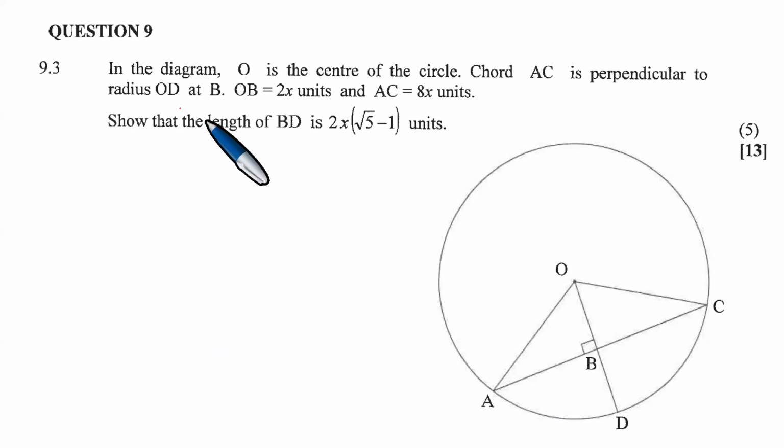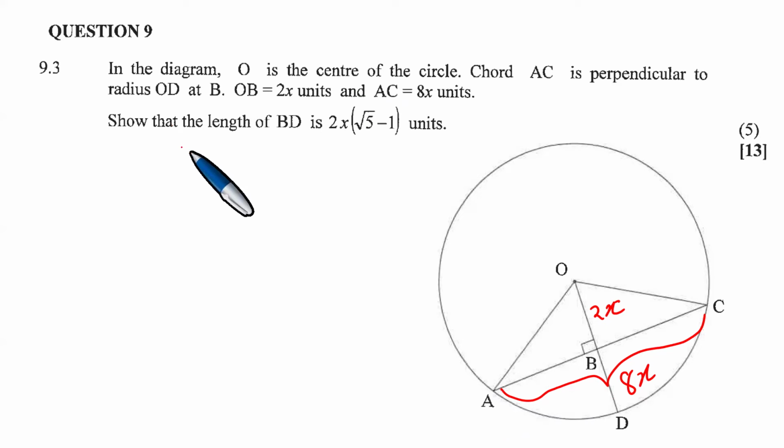Okay, here's another question. In the diagram, O is the center of the circle. Chord AC is perpendicular to radius OD at B. OB equals 2x, so let's mark this one 2x. And AC is 8x, from A to C, like this.